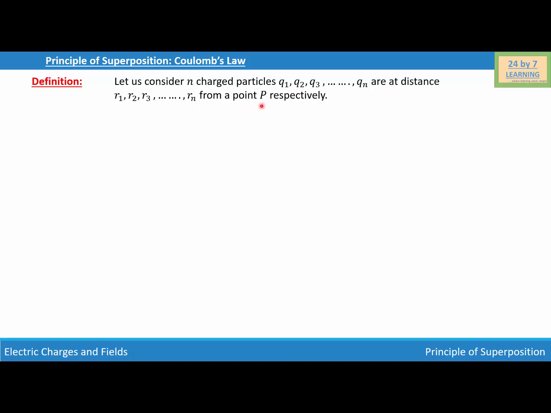In order to explain the principle of superposition for Coulomb's law, I'm going to use this information to draw a picture. So here is my figure where you can see this is the point P at which we want to find the magnitude of the electric force, and as you can see I have all the charged particles spread around that point P, and they are q1, q2, q3, q4, ..., qn minus 1, qn, and they are at distances r1, r2, r3, r4, ..., rn from point P.